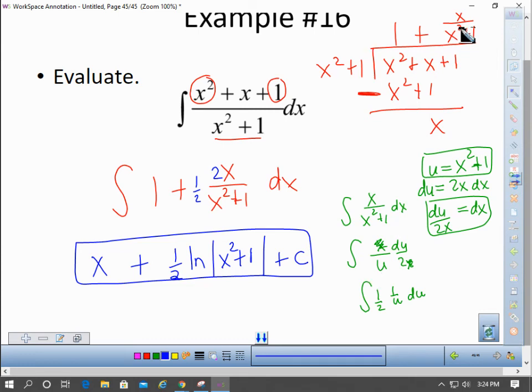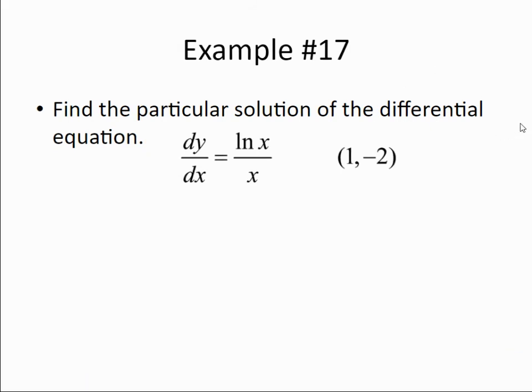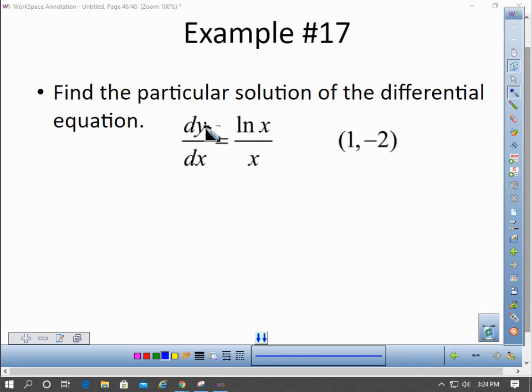So it's just going to take some practice with all this. It's really all it's going to take. All right, very last problem. Last one. Yay. Find the particular solution of this differential equation using this ordered pair.